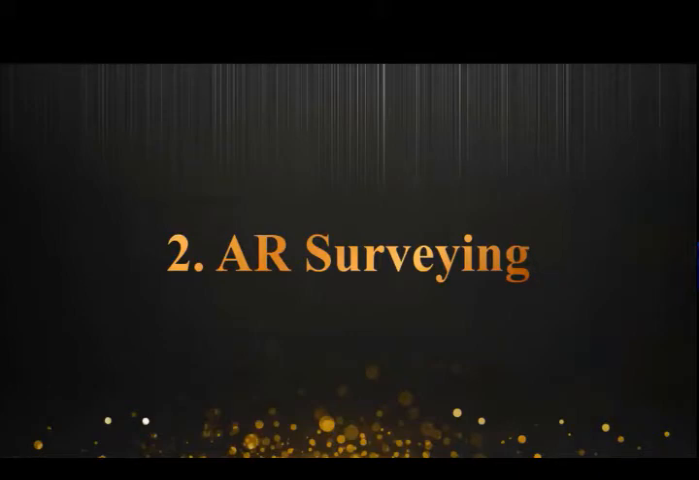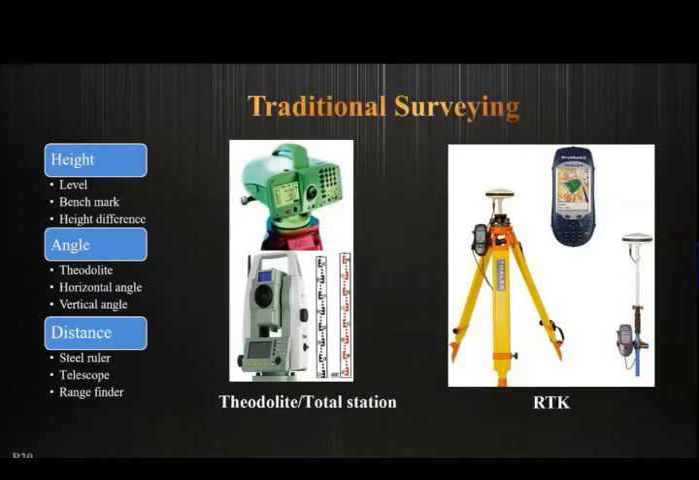Next topic is AR surveying. This is a traditional surveying method. We could measure the height, angle, or distance. But there are two problems actually. The first problem is that this equipment is too expensive. We want to do the surveying job, so we have to spend so much on this equipment. And the second problem, they're too heavy. When we do field work, we have to carry a lot of equipment that costs our energy.